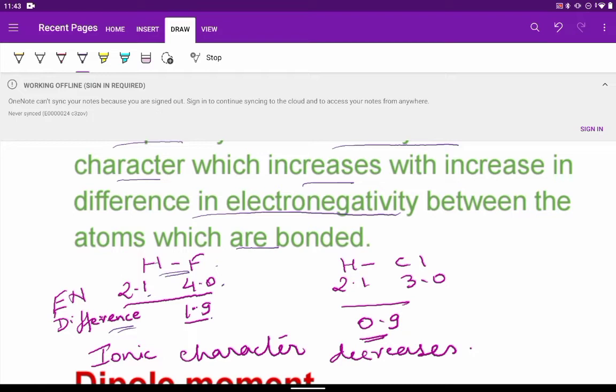In case of HCl, for hydrogen electronegativity is 2.1, as we have seen earlier also. For chlorine electronegativity is 3. So the difference in electronegativity between hydrogen and chlorine is 0.9. So we find that the difference in electronegativity between hydrogen and fluorine is 1.9, whereas the difference in electronegativity for hydrogen and chlorine is 0.9. So the electronegativity difference has decreased from HF to HCl. So with this decrease, we find that the ionic character also decreases. So as the electronegativity difference decreases, the ionic character also decreases.